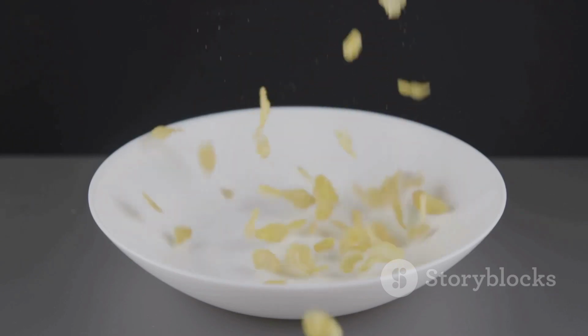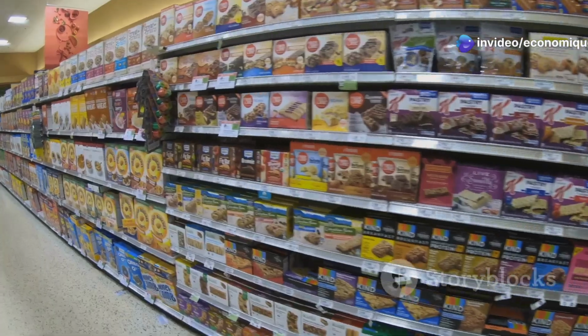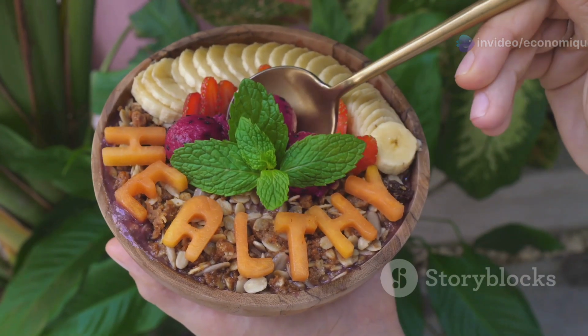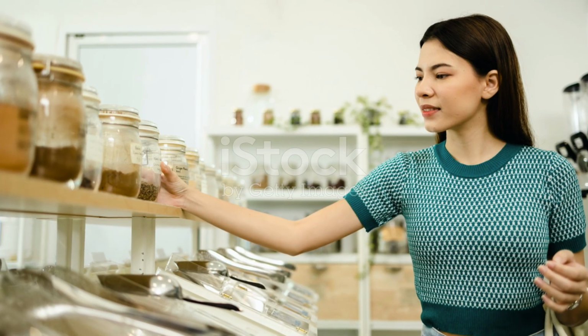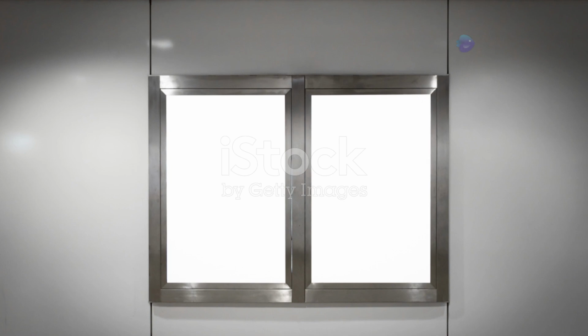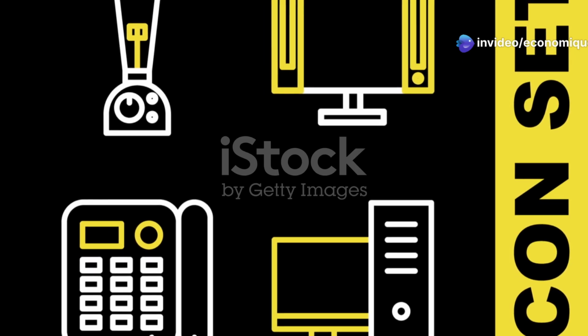The demand for products also changes as tastes shift. If cornflakes suddenly become the trendy breakfast choice, demand could skyrocket even if the price doesn't change. On the other hand, if people start seeking healthier alternatives like granola or smoothie bowls, demand for cornflakes might decrease. These shifts are often influenced by advertising, cultural movements, or even celebrities endorsing certain products.